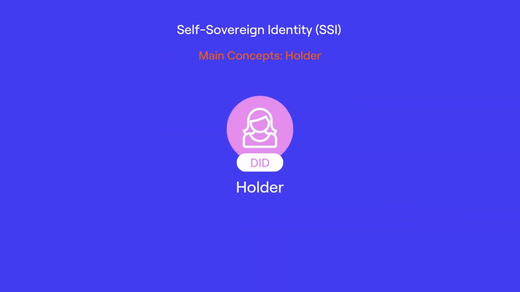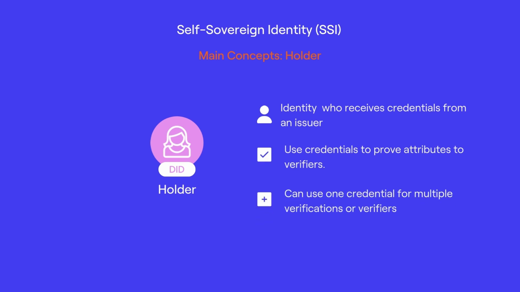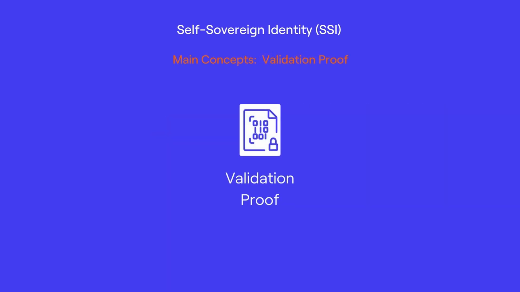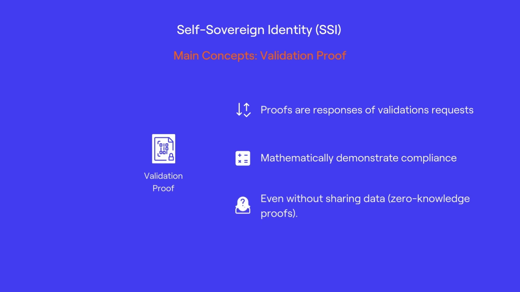The holder is the identity that receives the verifiable credential issued by the issuer. The holder uses the credentials to prove attributes to multiple verifiers multiple times. Validation proofs are responses to validation requests made by third parties. They can mathematically demonstrate the fulfillment of an attribute without sending any data, thanks to zero-knowledge proofs.